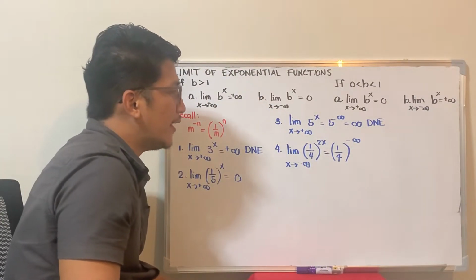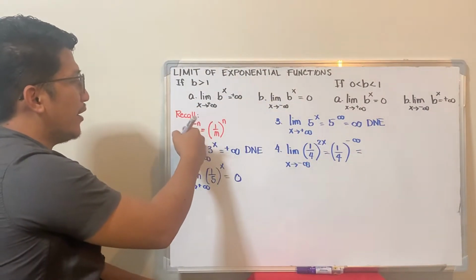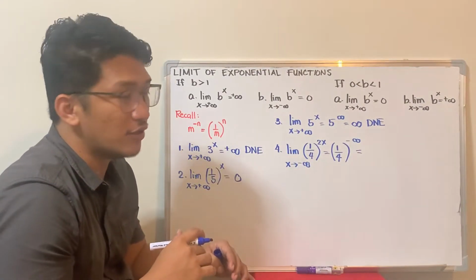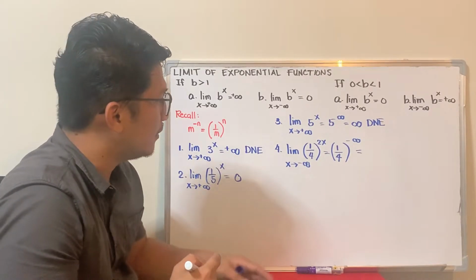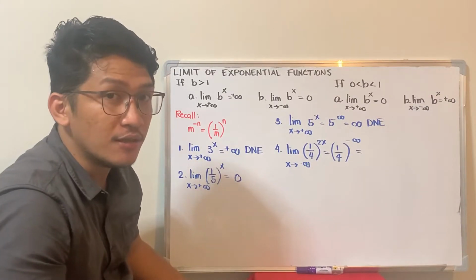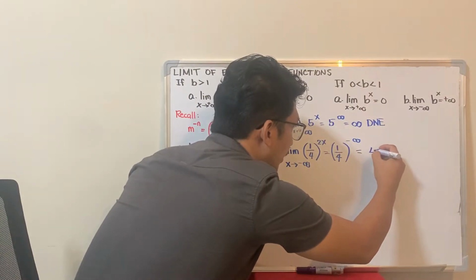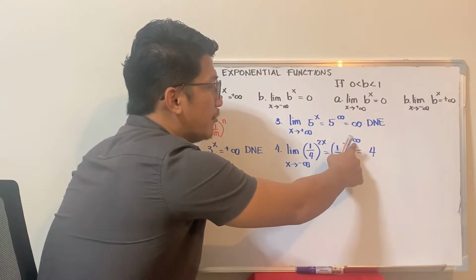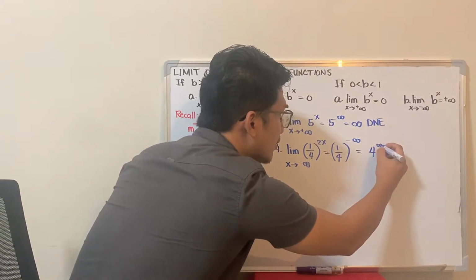Okay? So from there, applying the laws of exponents that we recalled earlier, if the exponent is negative, what we do is take the reciprocal, and then the exponent becomes positive. So if we take the reciprocal of 1/4, it becomes 4/1, or simply 4. Once you take the reciprocal, the exponent becomes positive. So it becomes 4 raised to infinity.